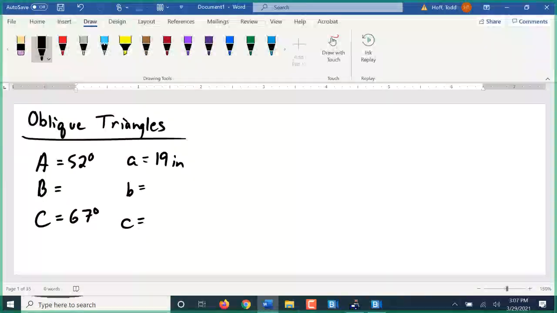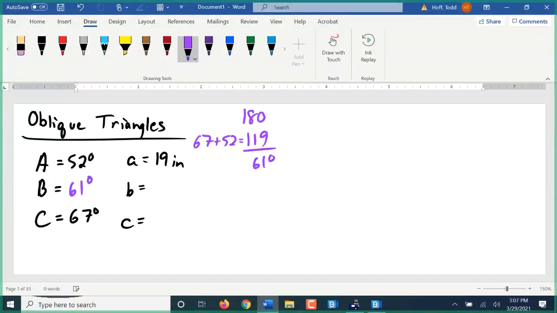Here, I have two angles, right? Well, if I have two angles, I really have all three. How can I find that third angle? There you go. Add them up, subtract them from 180. 67 plus 32 is 99. Subtract, we get 81 degrees. So B is 81 degrees.